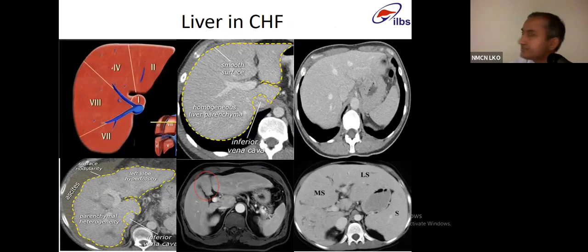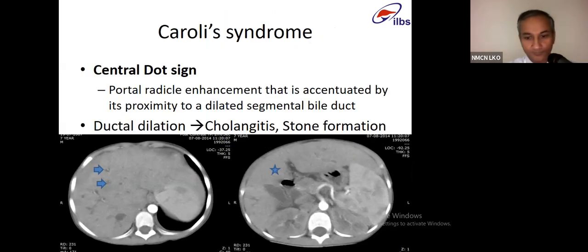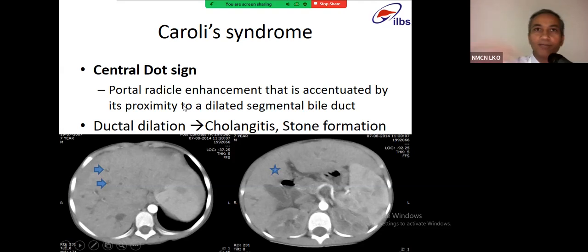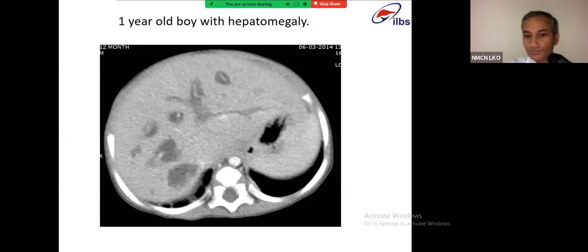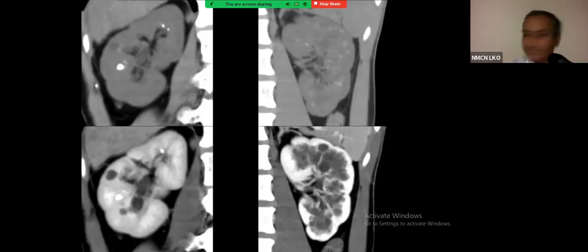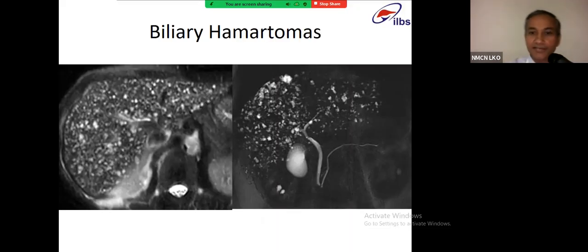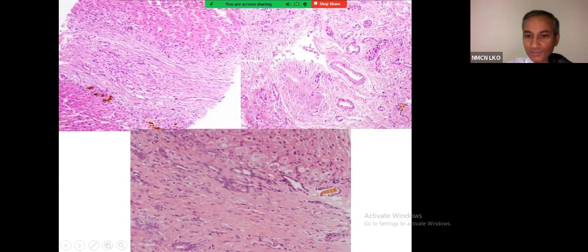Some of the imaging pictures. In CHF, just like a cirrhotic patient, there is hypertrophy of the left lobe and caudate lobe and relative atrophy of the right lobe. The picture shows the central dot sign, because the portal vein is surrounded by the dilated bile duct. One of our patients again shows the central dot sign. There are enlarged, cystically dilated kidneys, and von Meyenburg complexes, very tiny cysts which are not communicating with the bile ducts.